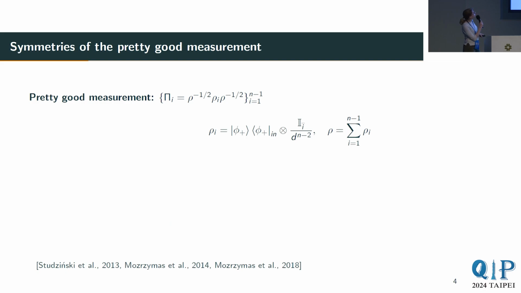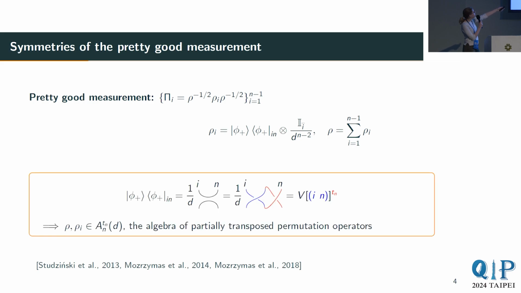So our strategy to do this is to harness the symmetry of the measurement. So in particular, if you look at the maximally entangled states in the states rho_i, you can rewrite these in tensor network notation this way, which is actually equivalent to performing a permutation between the ith and the nth system, followed by a transposition on just the nth system. So we have this written out here as first the permutation between i and n, and then the transposition on the nth system.